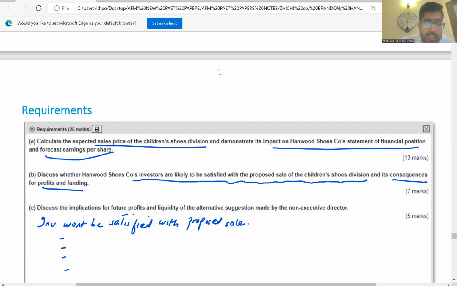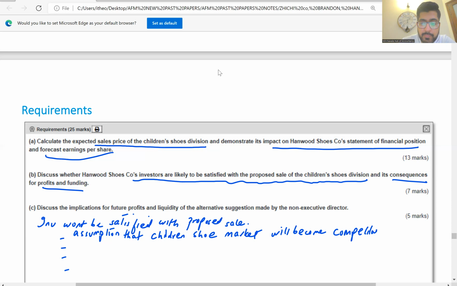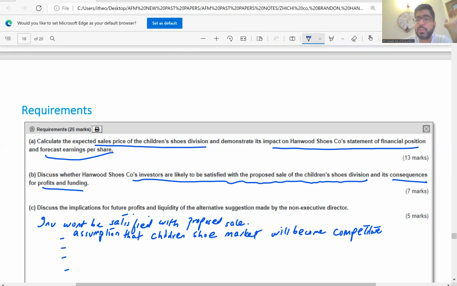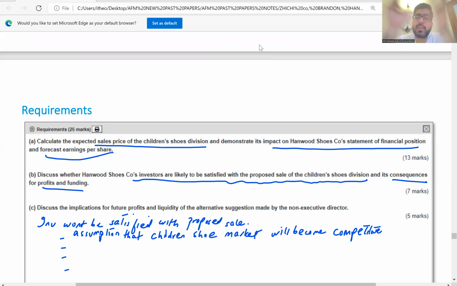Because this proposed sale is just based on an assumption that children shoe market will become competitive. Investors will be concerned and they will be dissatisfied with this proposal. They will say, okay, if a market is being competitive, we will face the competition. What is this that you are running away by selling because the market is becoming competitive? And this is just what the board feels. This has not happened. So something which is just felt, not happened, how can you take such a big selling decision on that? So once you write these two or three lines, you get the 1 mark for the point.